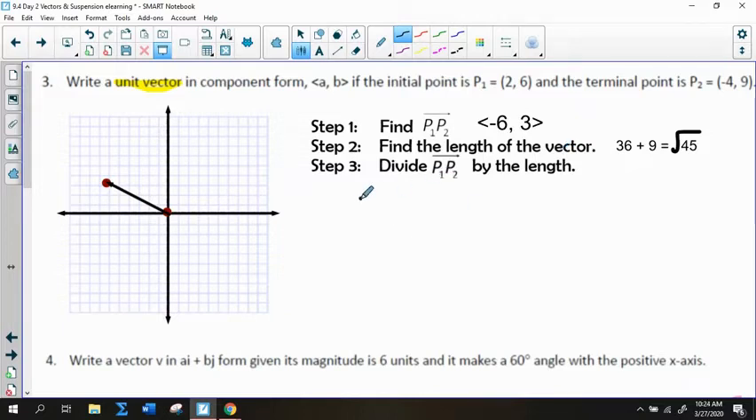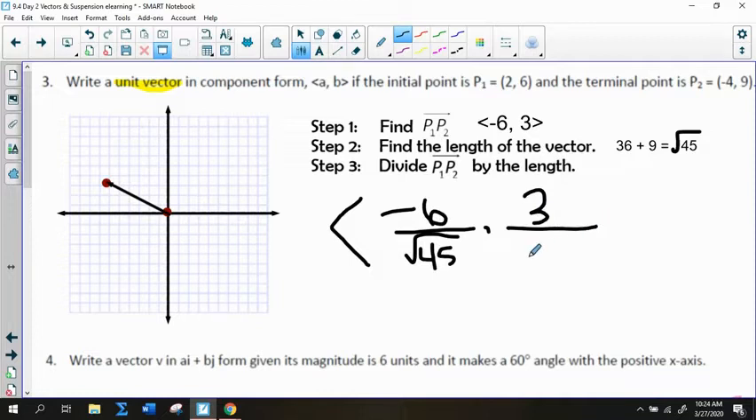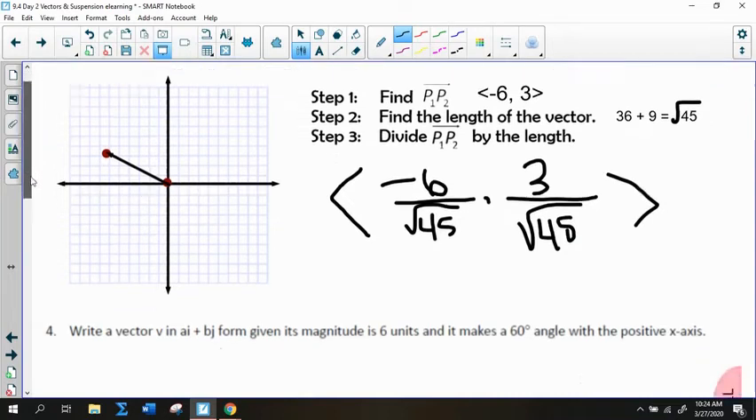Then to find the unit vector, you take the original one and divide by the magnitude. Notice I didn't even bother to simplify. It doesn't matter. If you would prefer to have that root 45 simplified, go for it, but it is not necessary. And I wrote it in what's called component form, but we also could have done it as negative 6 over root 45 i plus 3 over root 45 j. That's the other way of writing this.